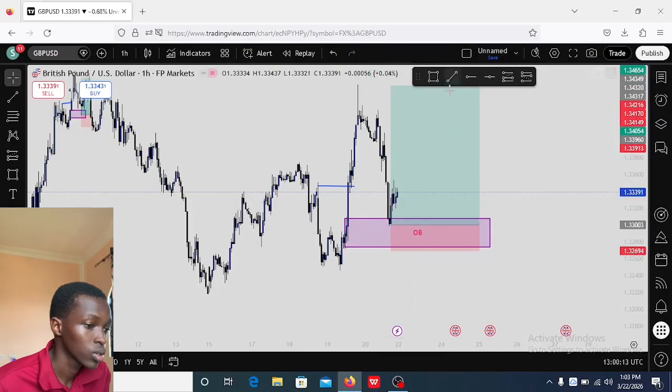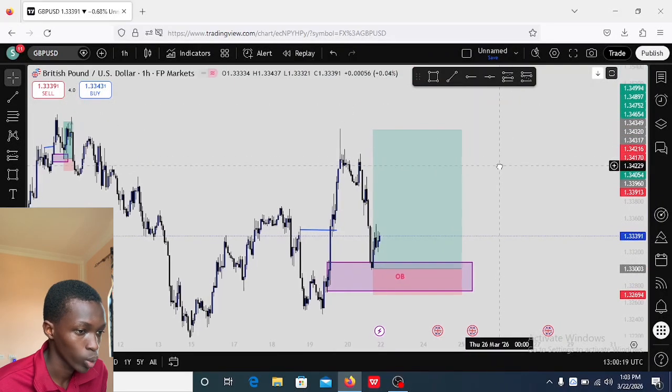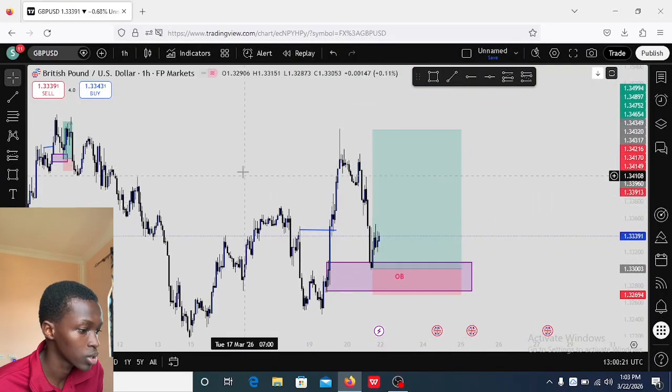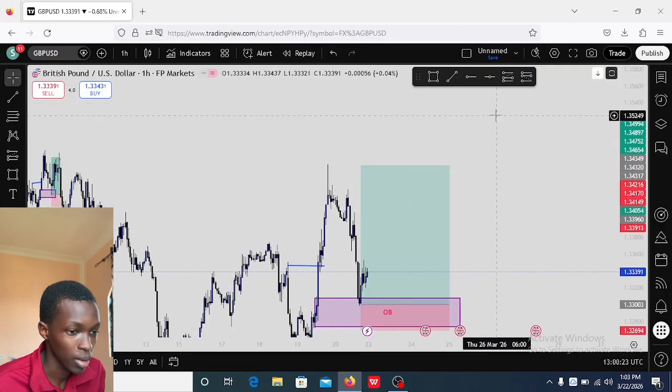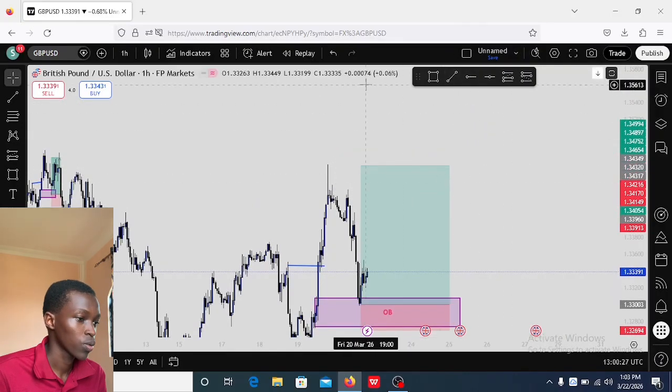This trade is going to play out, and I'll see how it plays out to the end when the market opens. I pray that the market opens with a gap in my favor. That's what I mean.